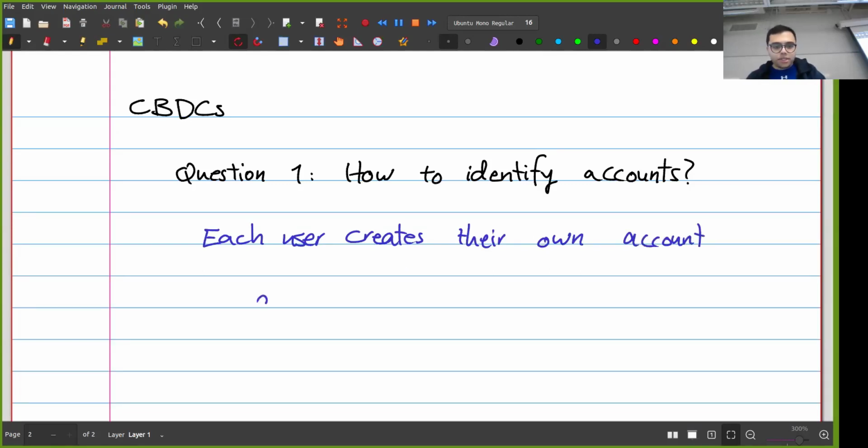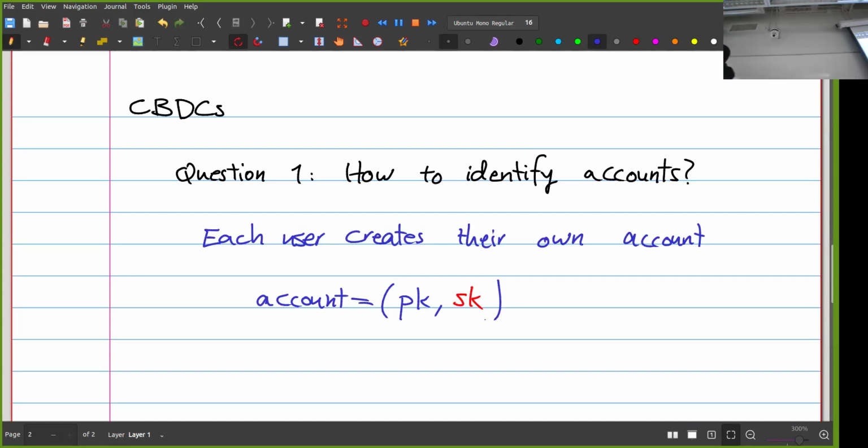And an account is basically just a public key and a secret key. Okay. And of course, it's in the name. The secret key is secret. Only the user knows it. The public key is public.